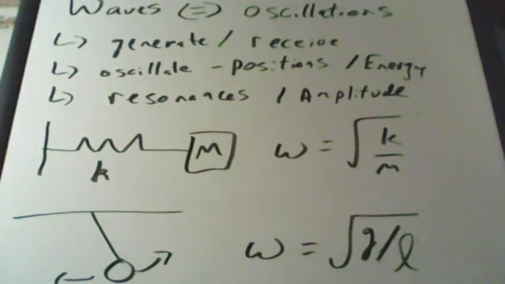The other kind of classical mechanical oscillation is a pendulum, and that depends on g, the gravitational field, and the length of the pendulum. That works for small angles. It gets a little bit more complicated at bigger angles, as you have already seen.